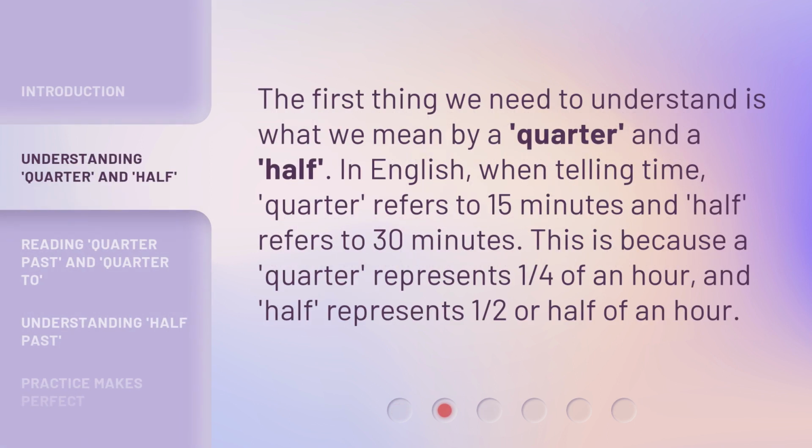The first thing we need to understand is what we mean by a quarter and a half. In English, when telling time, quarter refers to 15 minutes and half refers to 30 minutes. This is because a quarter represents 1/4 of an hour, and half represents 1/2 or half of an hour.